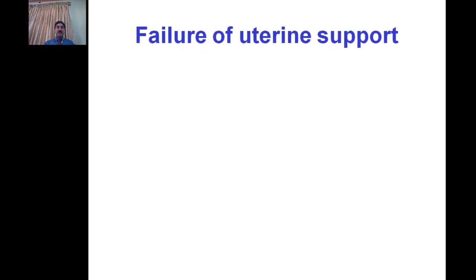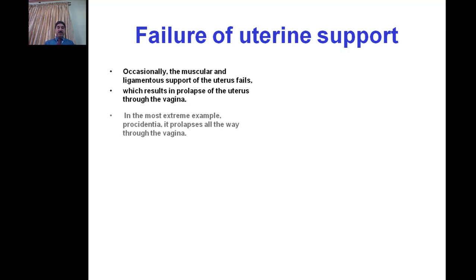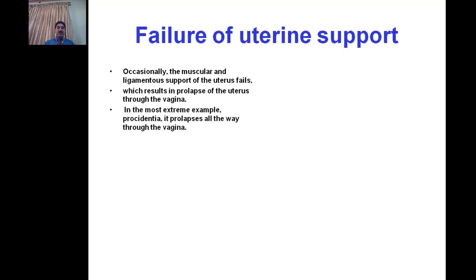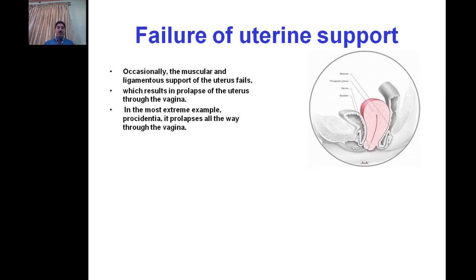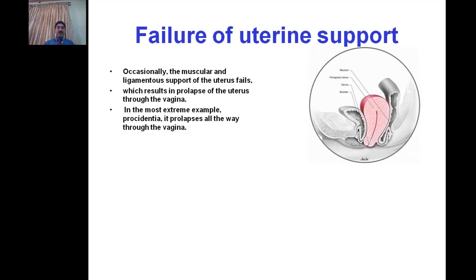As already said, uterus is supported by pelvic diaphragm and various ligaments attached to it. Occasionally, the muscular and the ligament support of the uterus fails. In the most extreme example, procidentia, it prolapses all the way through vagina. This is called complete prolapse.